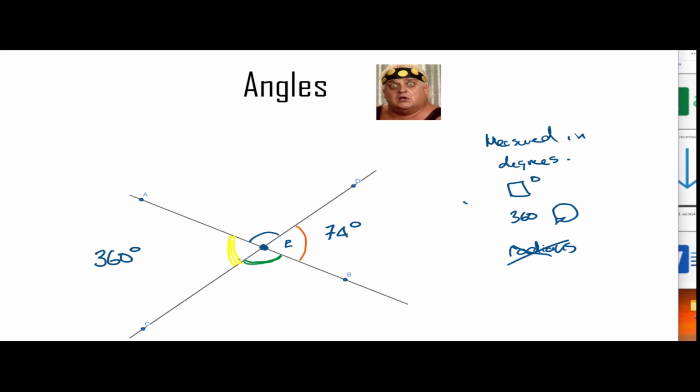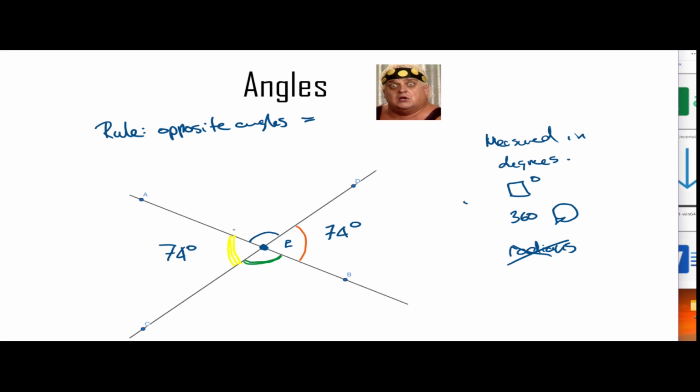Well, we can work out the other ones. So the reason we can work it out is that opposite angles are the same. This angle here, the orange angle and the yellow angle are the same. So that must be 74 degrees as well. So maybe we'll state the rule there is opposite angles are equal.